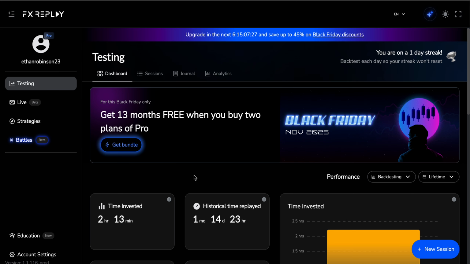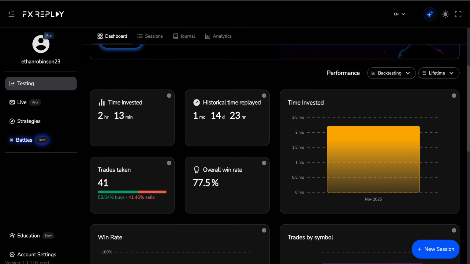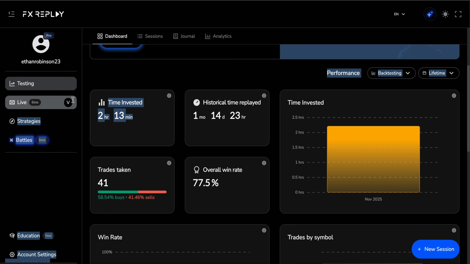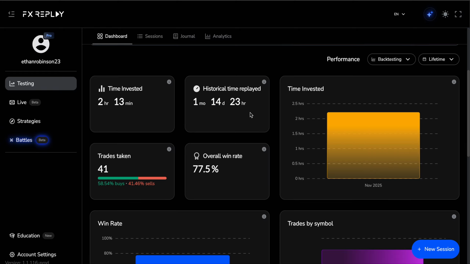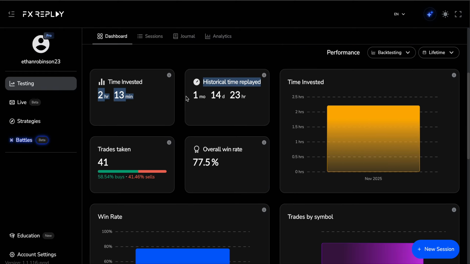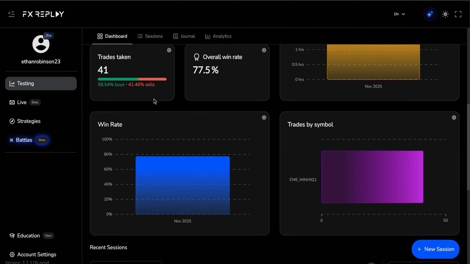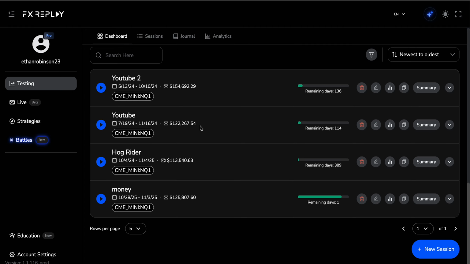Let's come over here to our actual dashboard. And these are updated stats. Yes, they are. 78% win rate across 41 trades. I'm geeked. Month and a half of backtested data and 2 hours and 15 minutes invested. I mean, come on.